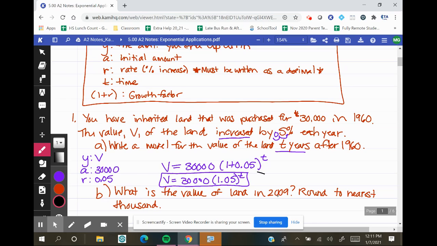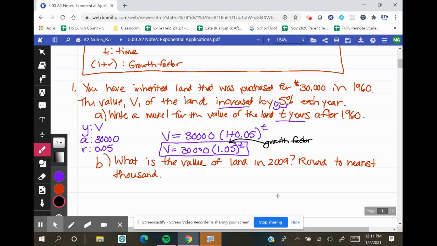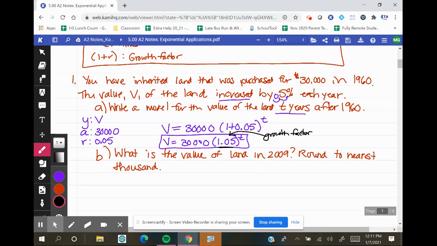And we also know that 1.05 would be your growth factor. And remember, the base of that exponent has to be bigger than 1 if you are growing, if you're getting bigger. You can also tell whenever you're given the growth factor, if you just wanted to find the rate, then you would subtract the 1 from it, leaving you with 0.05, which is 5%. Now find the value of the land in 2009.